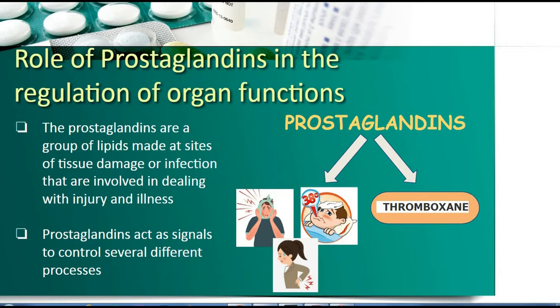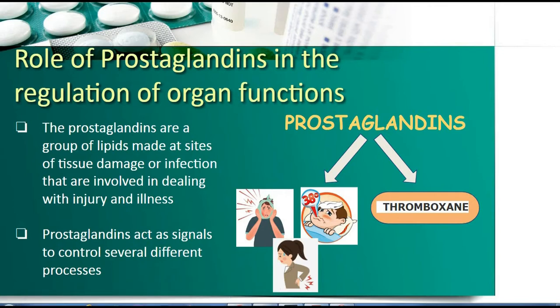So, the role of prostaglandins in the regulation of organ functions. The prostaglandins are a group of lipids made at sites of tissue damage or infection that are involved in dealing with the injury and illness. They control processes such as inflammation, blood flow, the formation of blood clots, and the induction of labor. Prostaglandins act as signals to control several different processes depending on the part of the body in which they are made.